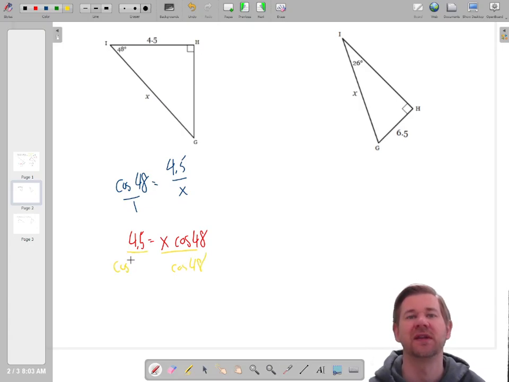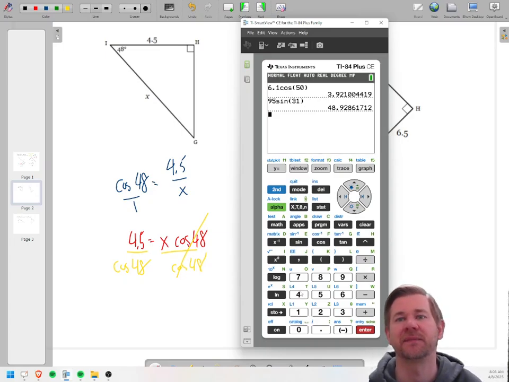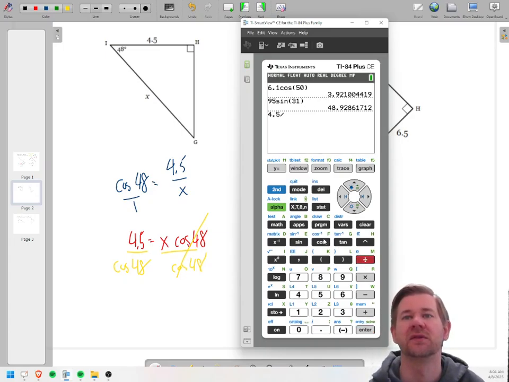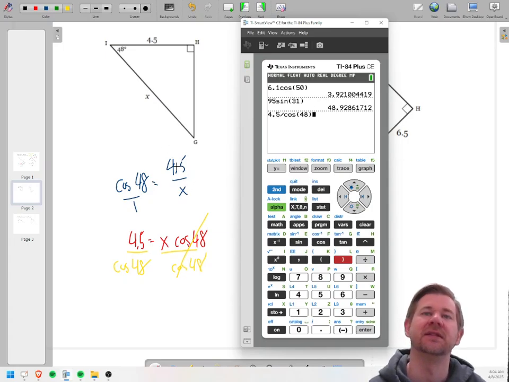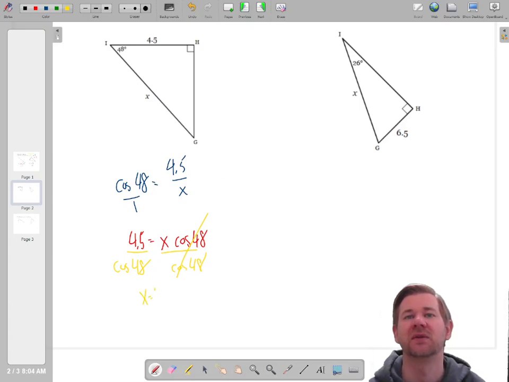So you're actually going to type it in differently. You're going to say 4.5 divided by the cosine of 48. If the variable is in the denominator, you can flip these and just say 4.5 divided by cosine, and you get 6.7. X equals 6.7, which is bigger than 4.5. It's the hypotenuse. It should be.